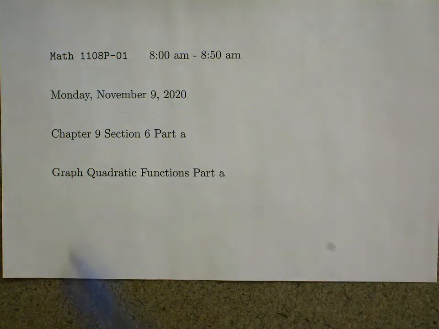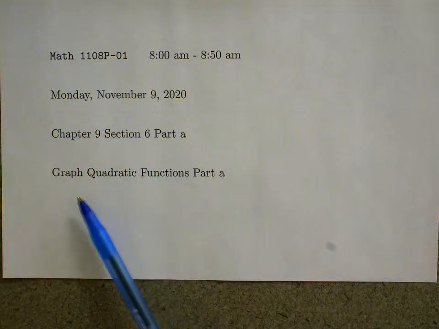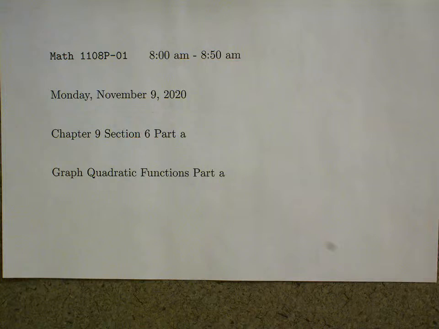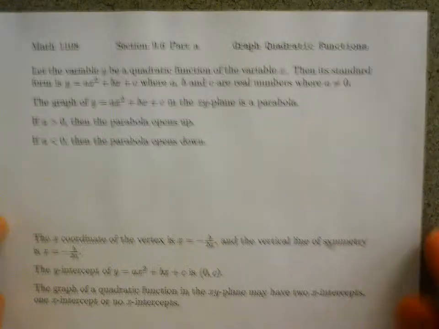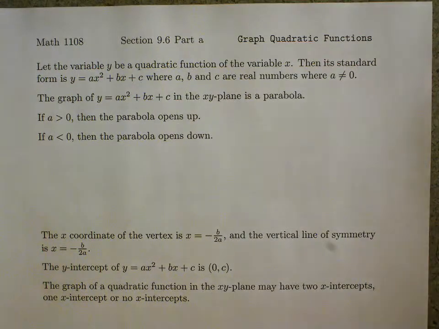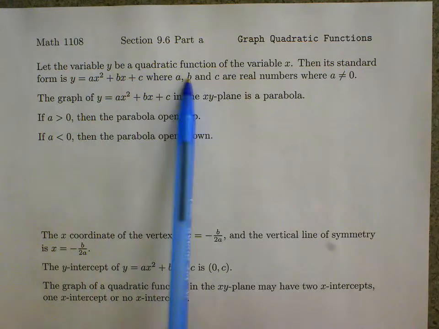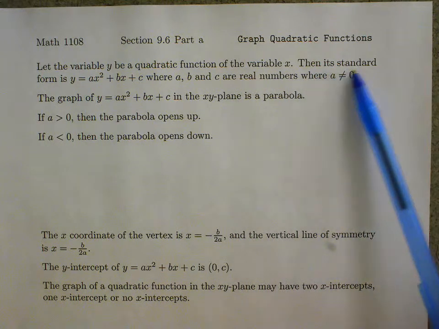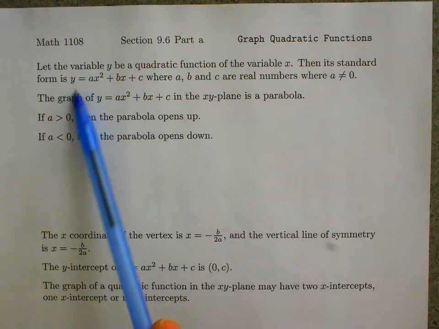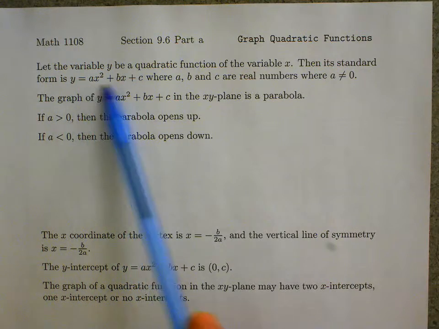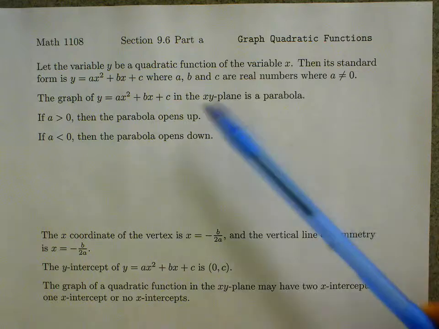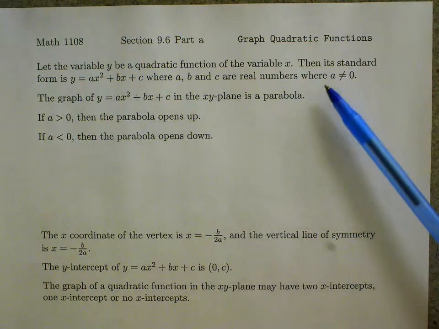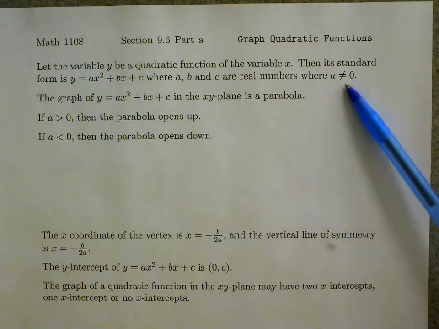Today we'll be in Chapter 9, Section 6 on graphing quadratic functions. So if we let the variable y be a quadratic function of the variable x, then its standard form is y equals ax squared plus bx plus c, where a, b, and c are real numbers, and a does not equal 0.